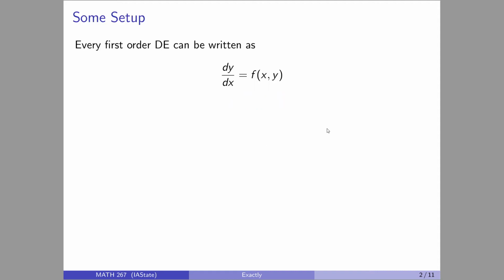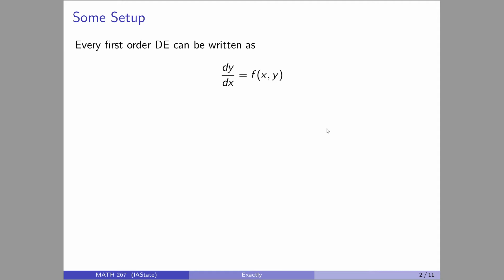Okay, now we're going to have to do some setup to get to the point of solving them, so let's do that. Recall that every first order DE can be written like this. Basically, you just isolate the derivative. As a first order differential equation, precisely one derivative shows up. So what you would do is take everything that isn't that derivative and throw it to the other side of the equation, right? It's a differential equation, so it's an equation with a derivative in it.